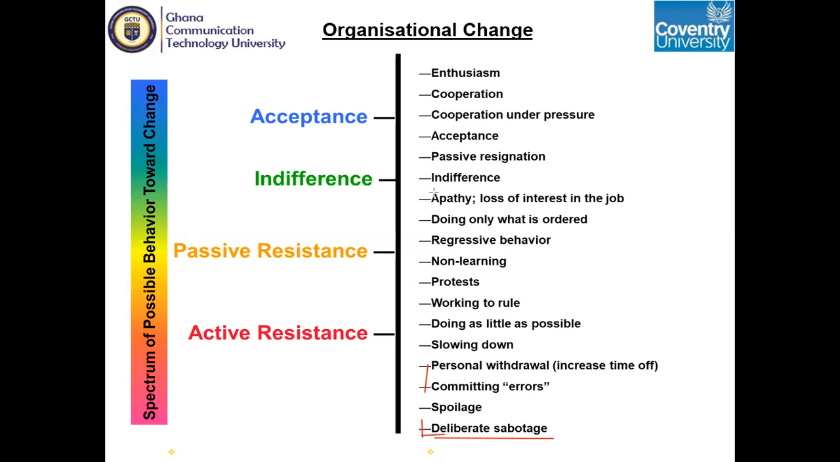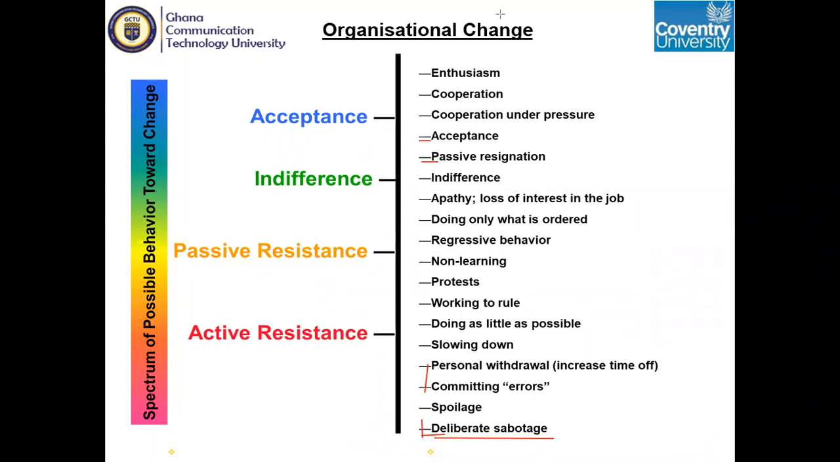Apathy, indifference, passive resignation. At this point, you now say, oh, okay, well, the thing has come to stay, so let's go with it. Or you can now have acceptance and all the way to the top, the enthusiasm where people are now excited, enthusiastic about it, and so on. So there's a whole spectrum. So individuals can be placed along this entire spectrum, whether there are people who are actively resisting, passively resisting, or they are indifferent.